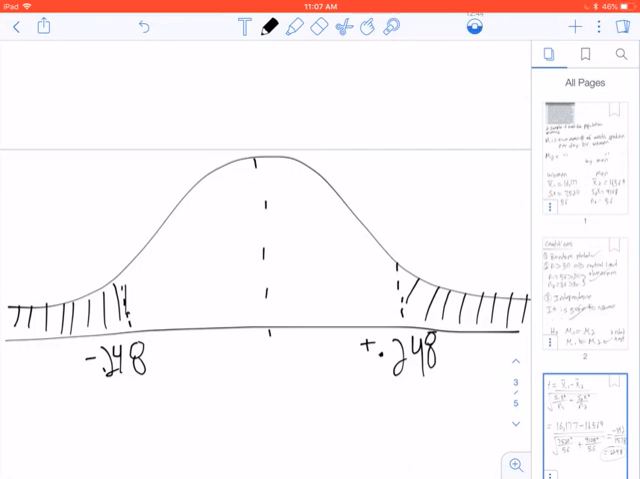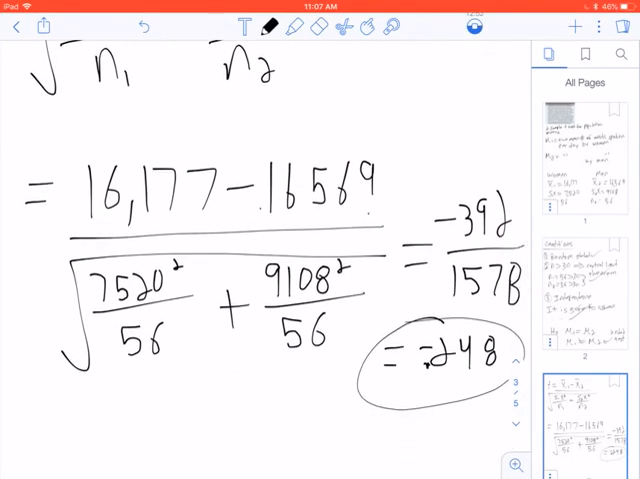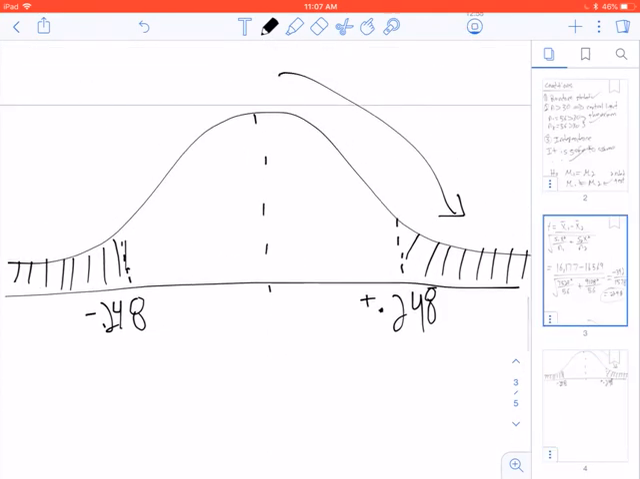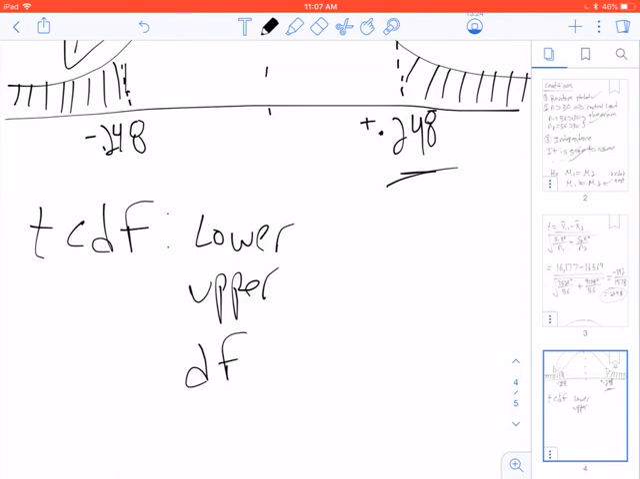So I'm doing a two-sided test, like I said. So I actually want to know, what's the probability that I get a difference like this, and then when I calculate my test statistic, I get either a test statistic that is this low or lower, or this high or higher. Okay. So to find that probability, I'm going to use the function tCDF. It's just like normalCDF, except it's for the t distribution. And to do that, I need to tell the calculator the lower bound, the upper bound, and the degrees of freedom.